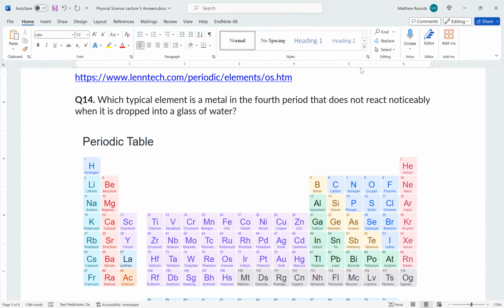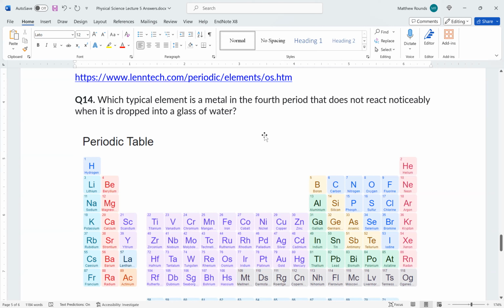It says here gold, it's got to be in the fourth row. Okay, copper's in the fourth row. So that's good. You've got a bunch here that you can look for. You've got copper.